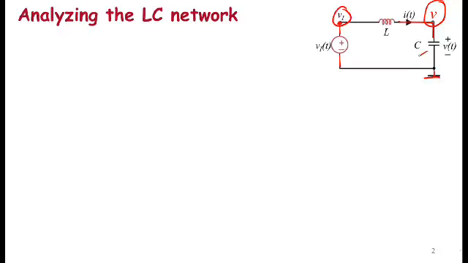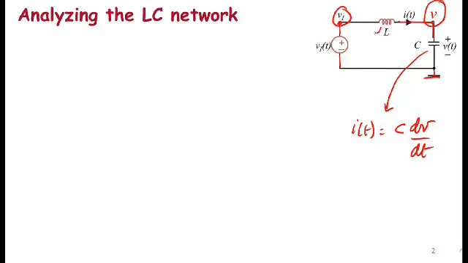What is the current through the capacitor in terms of the node voltage? Well, that's pretty easy. The current through the capacitor I know is I of t, and that is simply given by C dV/dt. V is the node voltage, and so the current through the capacitor is simply C dV/dt. That's I of t because that's the current through the capacitor.